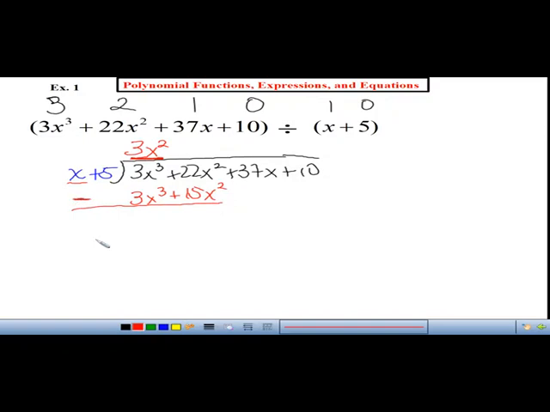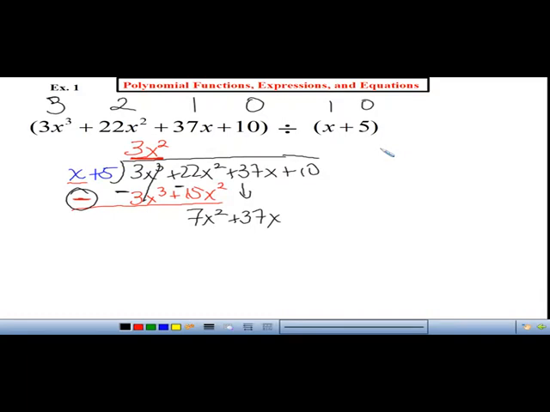So I'm going to subtract. What does that subtraction sign mean? That it's going to change these to their opposite signs. So this is a negative and this is a negative. So what is 3x cubed minus 3x cubed? They cancel. What is 22x squared minus 15x squared? That's 7x squared. And I bring down the next term. Copy that.